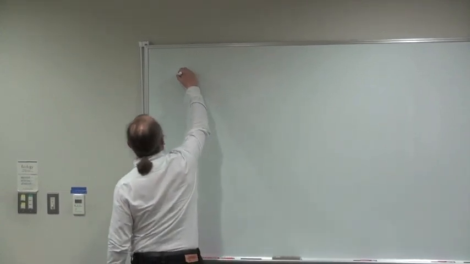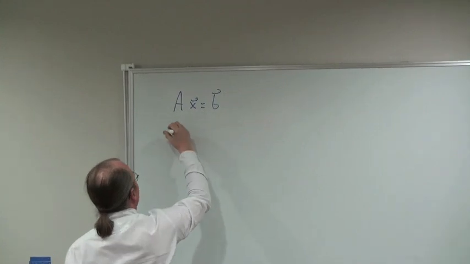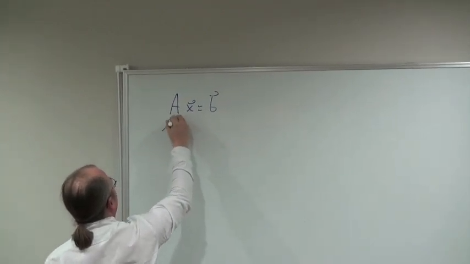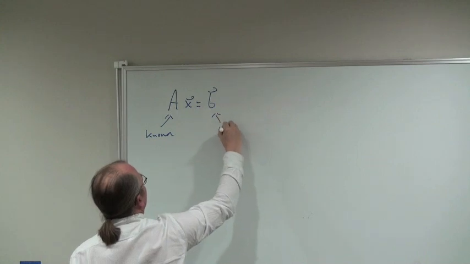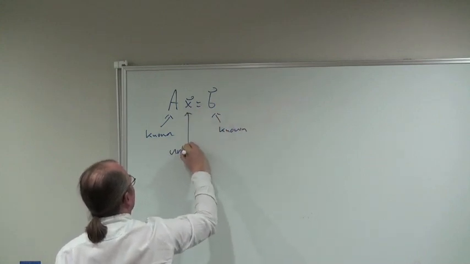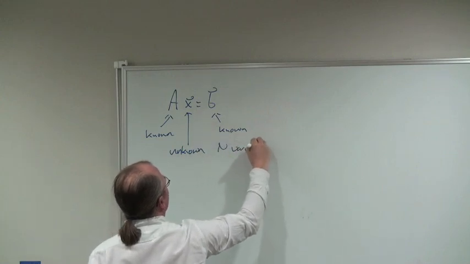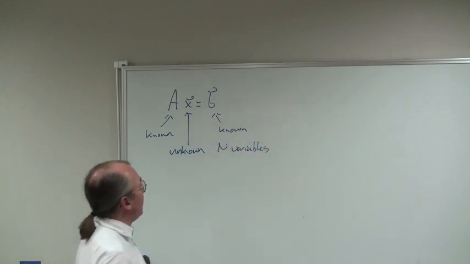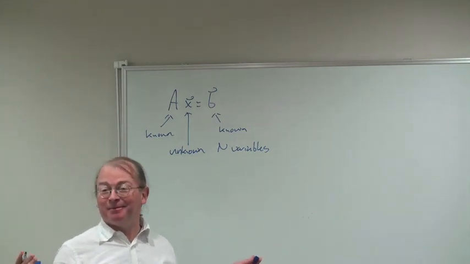So the intuition behind this problem, solving linear equations: A is known, B is known, and X is unknown, and let's say that there are n variables. The motivation for solving this problem, well, this is a very common problem.